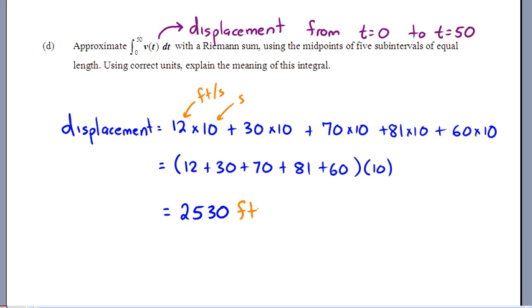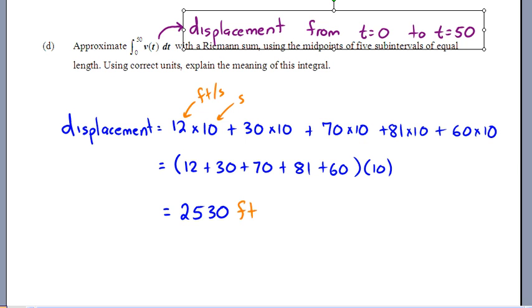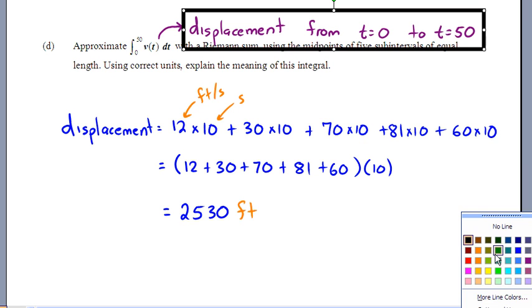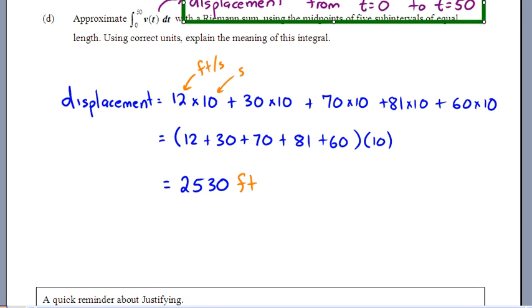And again, what you figured out is the displacement. Just highlighting that again up here, you found the displacement from time equals 0 all the way to time equals 50. So don't just say, oh yeah, I found the displacement. You want to say, well, what displacement? The one that occurred from time 0 to time 50.